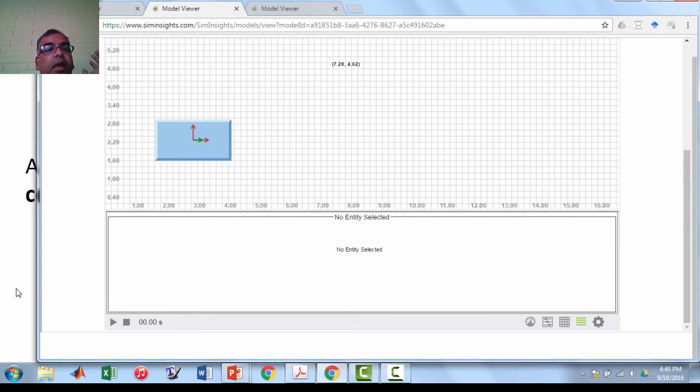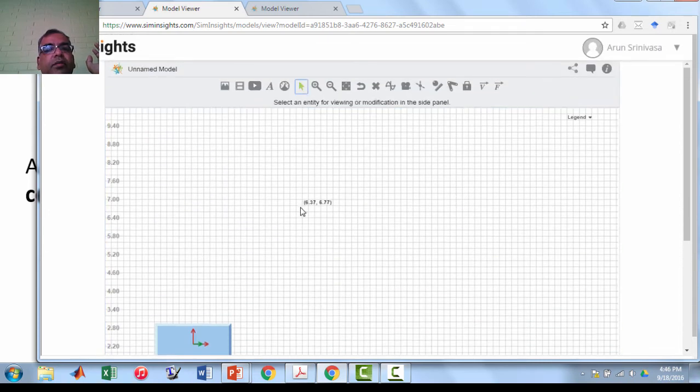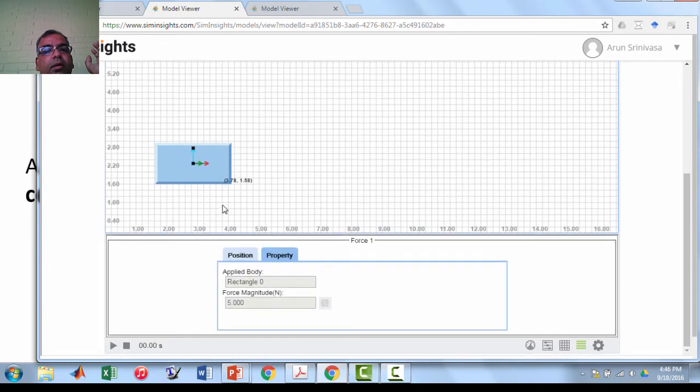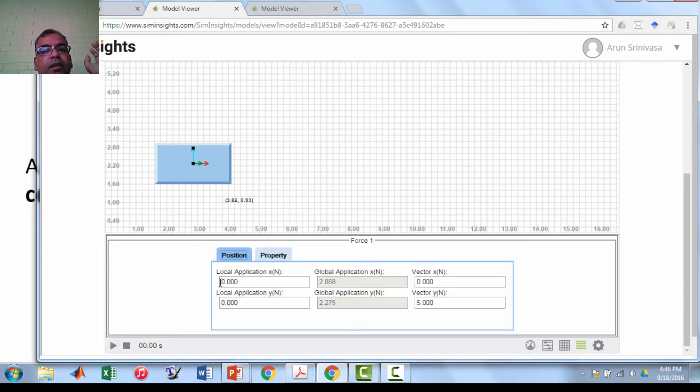Item number 2 is that if I apply the force somewhere else, so let's take this force and apply it somewhere else. And you will see that it has a very interesting feature.